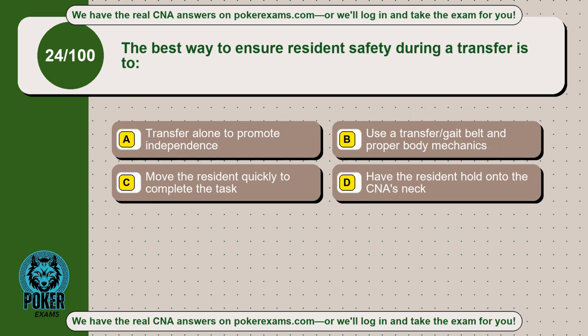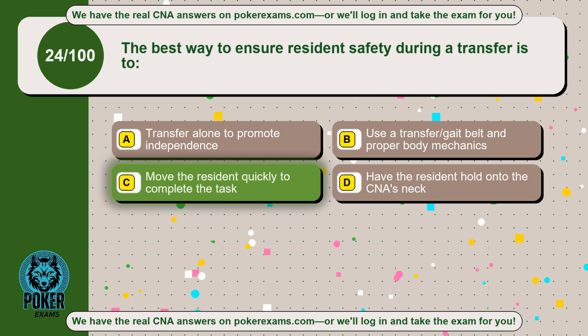Question 24. The best way to ensure resident safety during a transfer is to: Option A. Transfer alone to promote independence. Option B. Use the transfer/gait belt and proper body mechanics. Option C. Move the resident quickly to complete the task. Option D. Have the resident hold onto the CNA's neck.